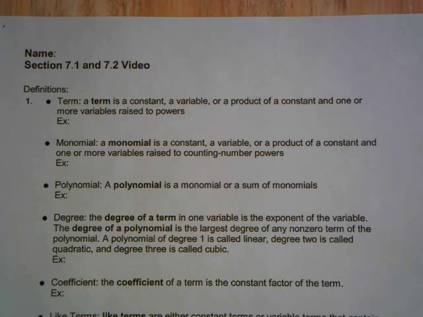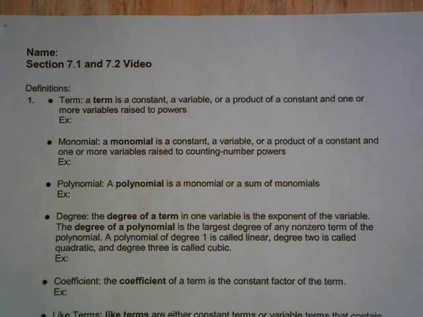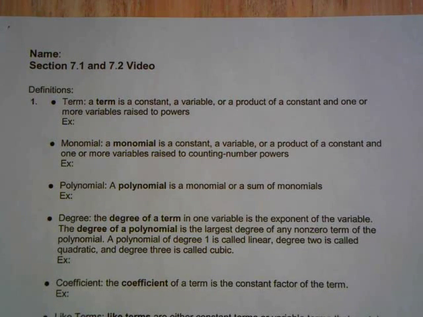Alright, today we're going to take a look at section 7.1 and 7.2. Adding and subtracting polynomials, that's section 7.1, and multiplying, that's 7.2. Alright, we got a whole bunch of definitions here, so we'll go through these quickly.